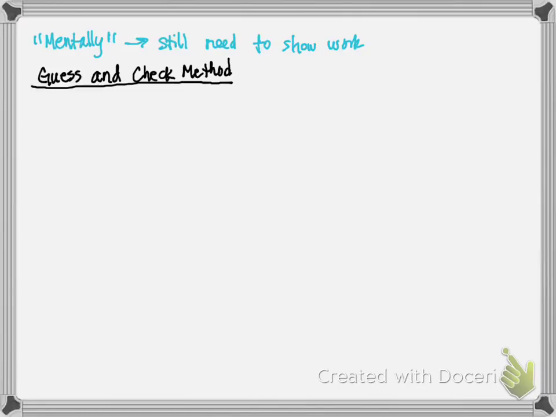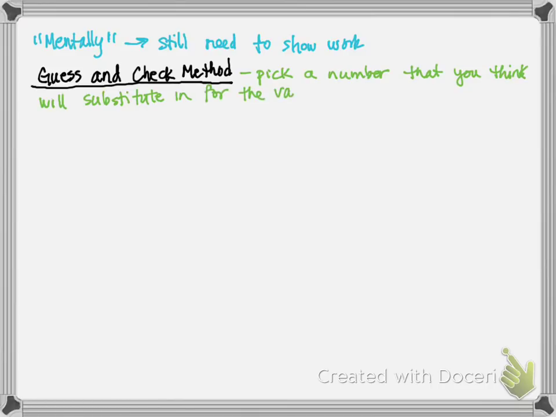So basically, when you have the guess and check method, you're going to pick a number that you think will substitute in for the variable. Got to use those good words. And make a true sentence.